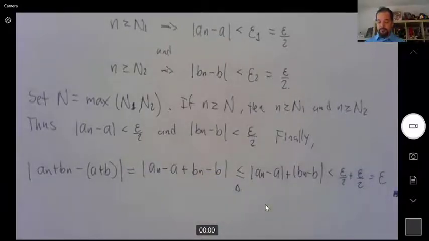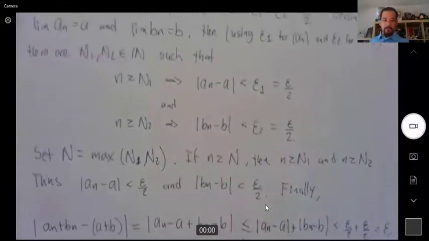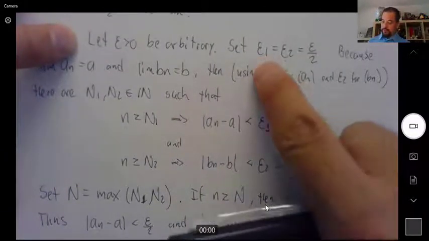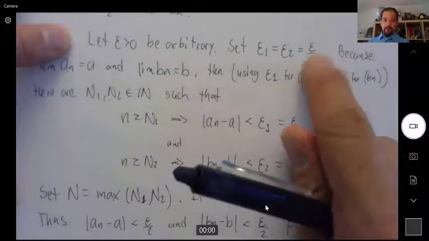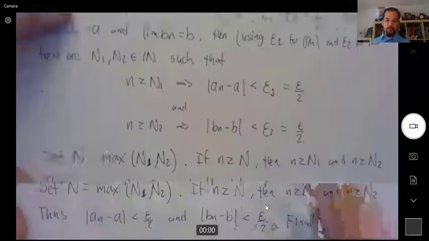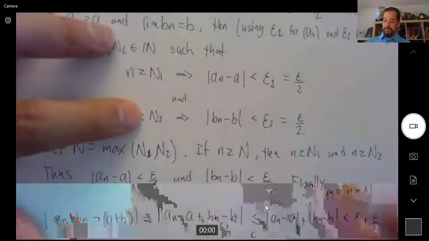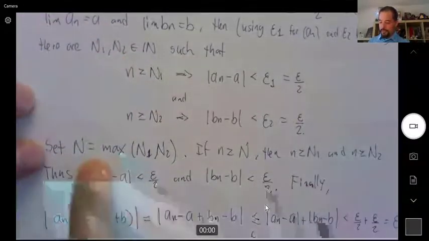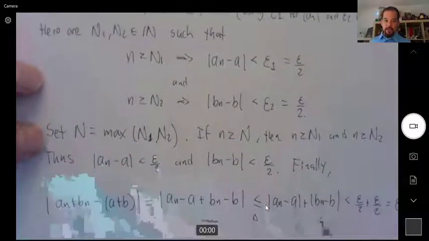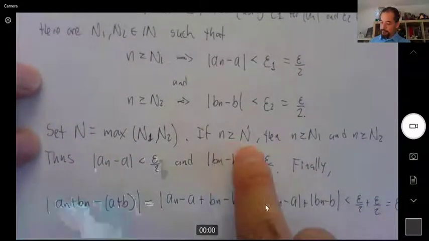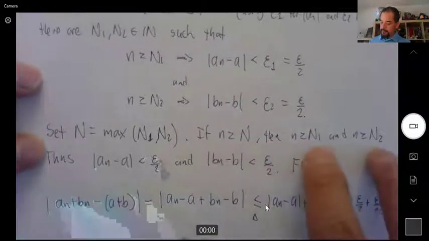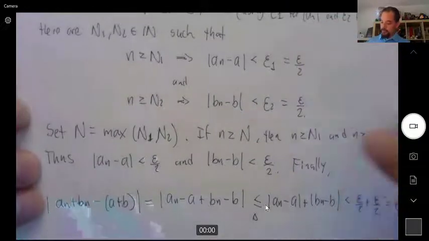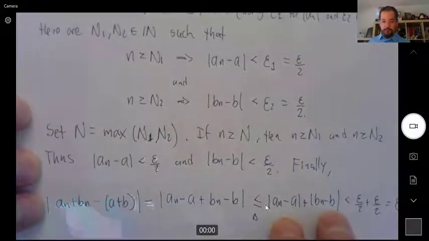Let's review. What did we do? We started with an arbitrary epsilon right here. With that epsilon, we constructed epsilon 1 and epsilon 2. With those epsilon 1 and epsilon 2, we know there are capital N1 and capital N2 that make this work. With those capital N1 and N2, we created capital N. And we did it in such a way that if little n is bigger than capital N, then little n is bigger than the two N's, which means I can use these two inequalities, and I'm going to use them right here when I add these two together, right?